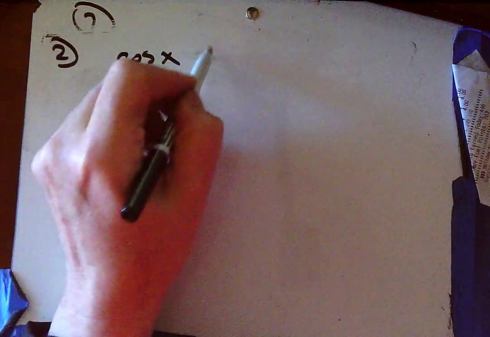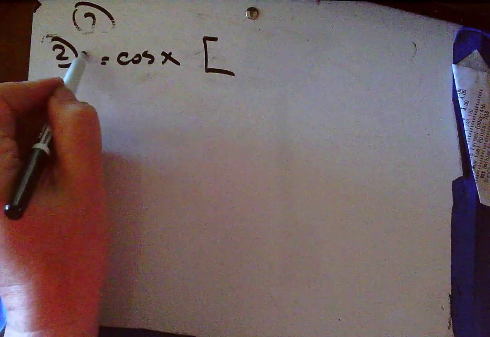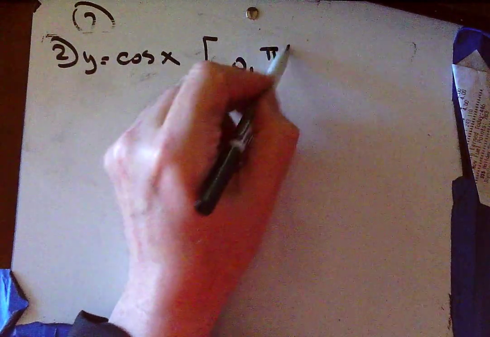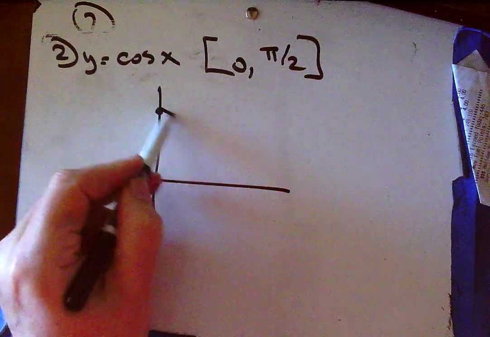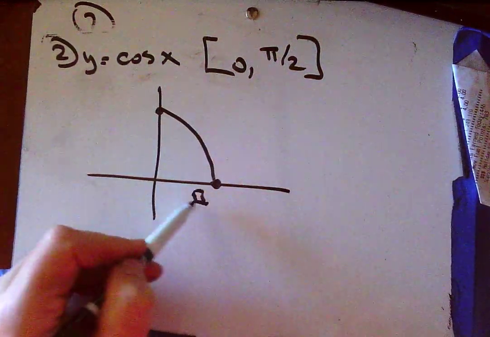There are some more here. Number 2, average value of cosine x on 0 to pi over 2. Okay, so if I think about cosine, it starts high, comes down, here to pi over 2.